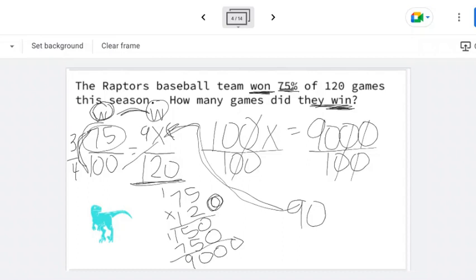And another thing to look at, I know 75 over 100 is the same as 3/4. And if I simplify 90 over 120, well, 9 and 12, they can both be divided by 3 to, again, simplify to 3/4. So 90 what? 90 games, and we've checked that answer seems reasonable.